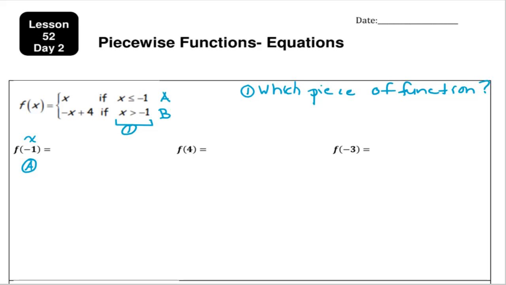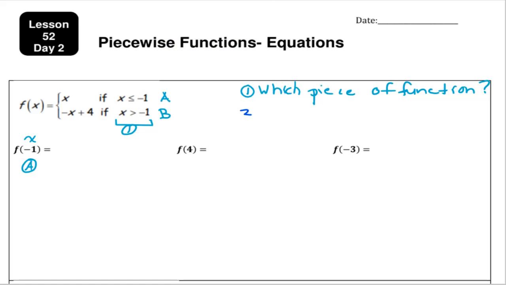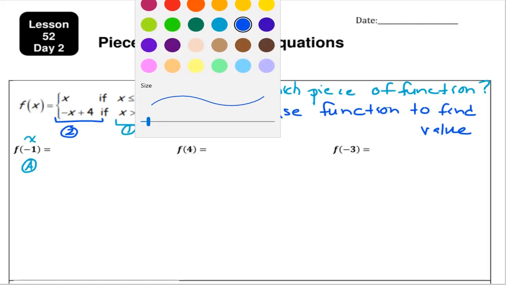Once I do that, then I'm going to do my second step, which is then use the function. Oof, I'm not having a good writing day today. Here we go. Use the function to find the value. So now, once I decide it's A, I'm going to be using one of these functions to represent that information.